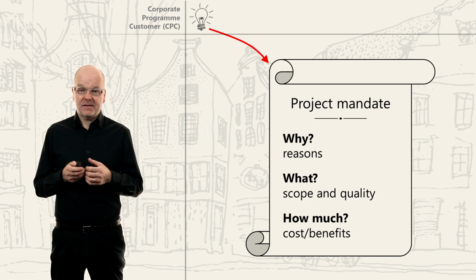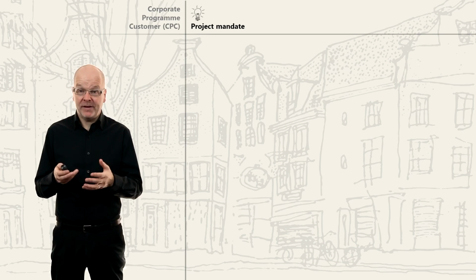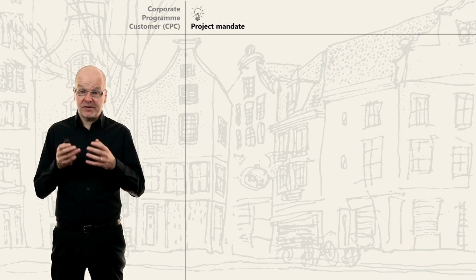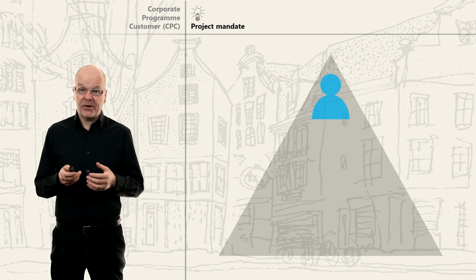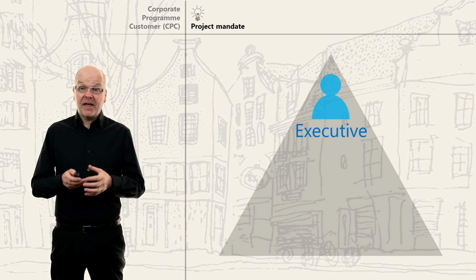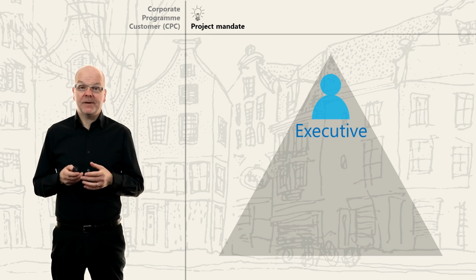So what happens next? Well, we have the project mandate, which contains the why information and perhaps the cost benefits, or hopefully the cost benefits as well. The corporate program or customer, or CPC for short, appoint a person to look after this idea, and this role will be responsible for the project. PRINCE2 calls this role the executive. They are interested in value for money, so return on investment. And they own the business case, and they are always asking, is this project still worth doing?